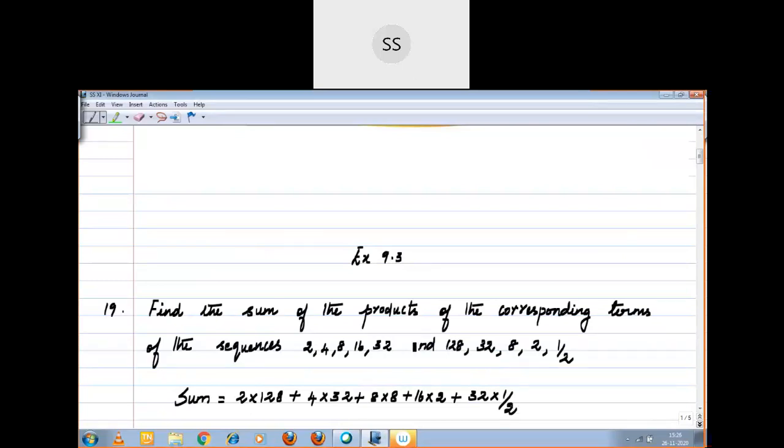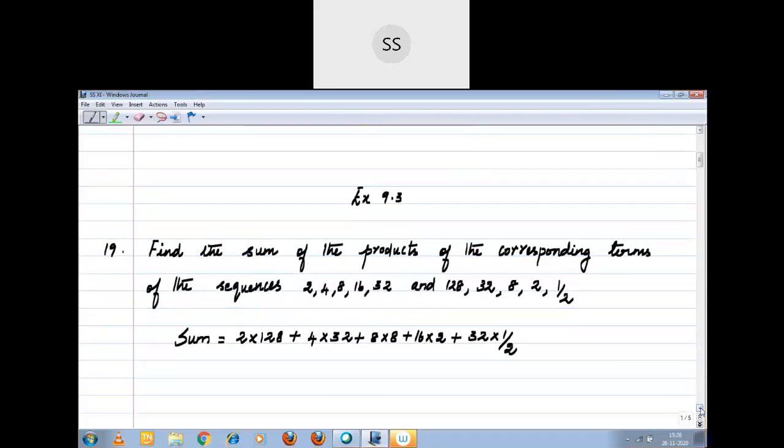Right? Product of the corresponding terms of the sequence, for that you want to find the sum. The statement we converted into numerical format. That is 2 into 128, plus 4 into 32, plus 8 into 8, plus 16 into 2, plus 32 into 1 by 2. Here I am going to take 64 as common.